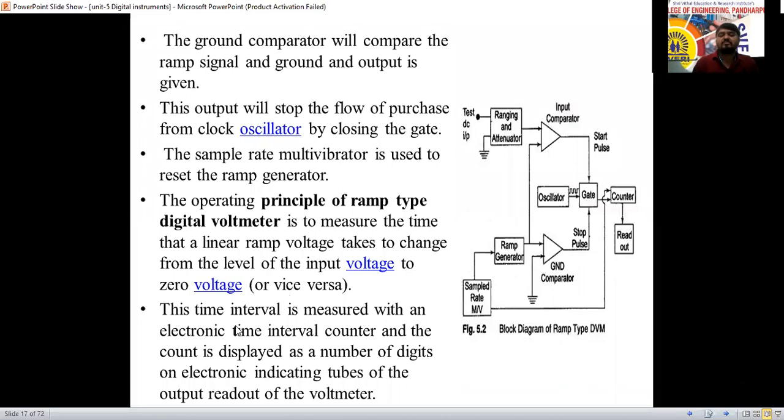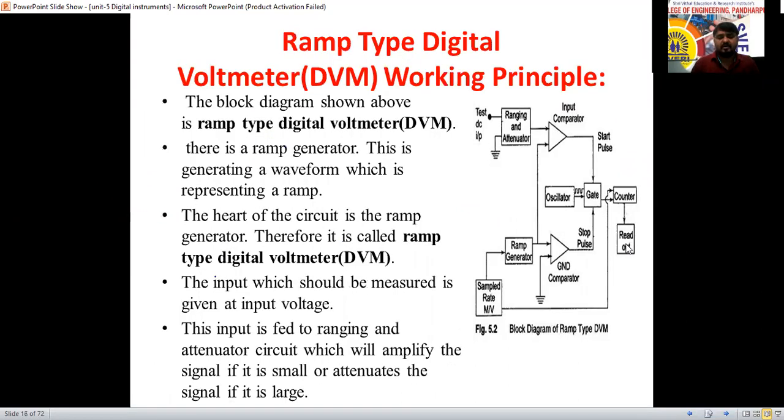This time interval is measured with an electronic time interval counter. This count is displayed in the readout block. The counter counts the oscillator pulses over that duration, and that count is given to the readout block, which gives the output. So this is the simple working of the ramp type digital voltmeter.